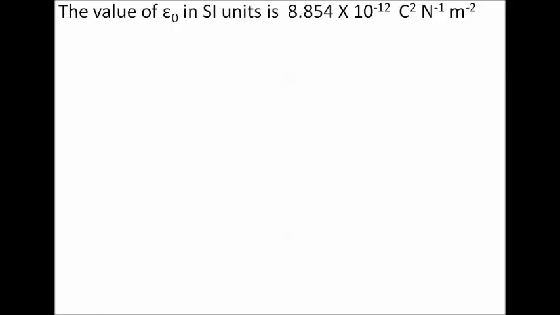Now the value of epsilon 0 is calculated experimentally, and its value is equal to 8.854 into 10 raised to minus 12 Coulomb square Newton raised to minus 1 meter raised to minus 2. This is the value of electric permittivity in free space or vacuum. And from this relation, epsilon is equal to epsilon 0 into epsilon r, we can write an expression for relative permittivity: epsilon r equal to epsilon by epsilon 0.